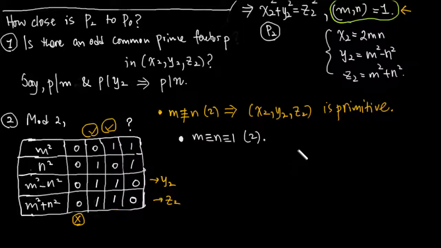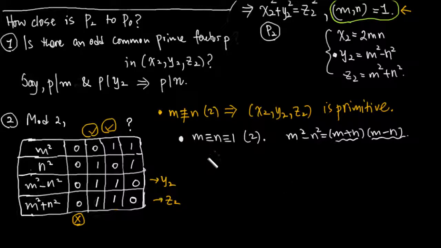So here's the trick. The first observation is that the second part, y2, is written like this: m plus n times m minus n. When m and n are both odd numbers, this is an even number and that is an even number, so both are even numbers.